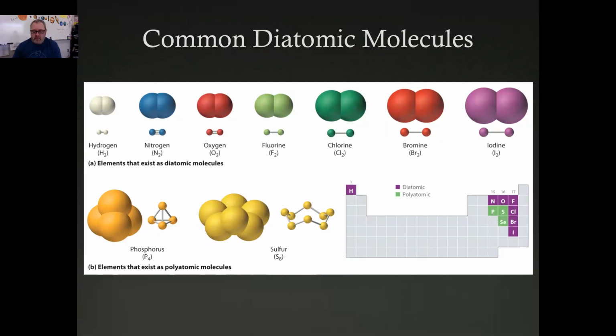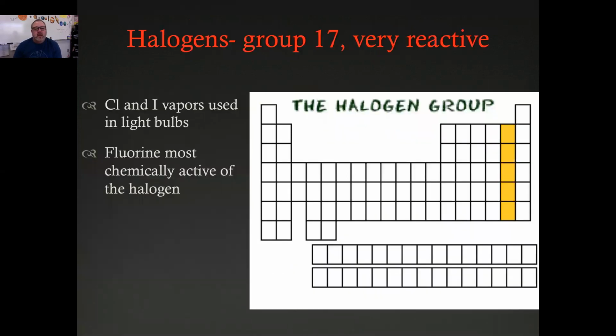You know, I'm not going to ask you about those on a test, but just recognize that they do exist as diatomic molecules. Okay, that brings us to the group 17 elements. These are the halogens. These are very reactive elements.